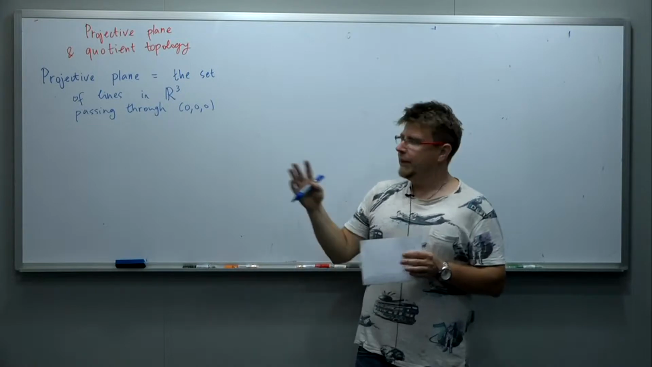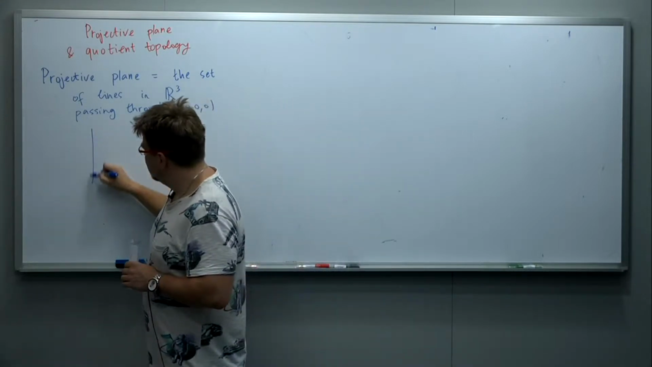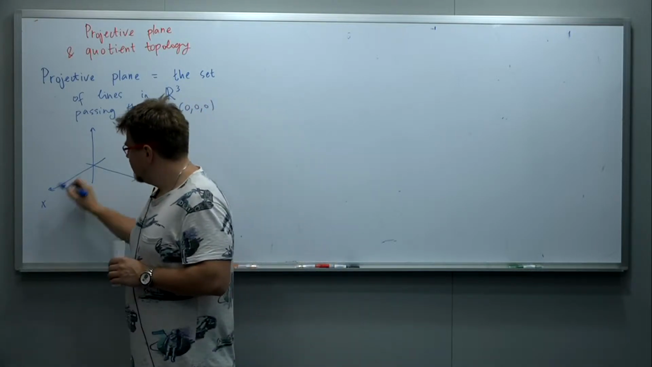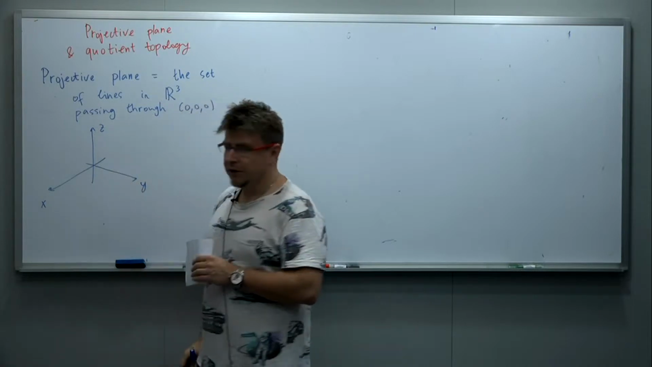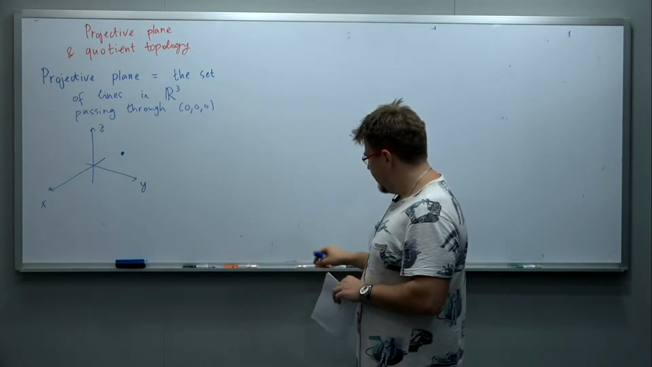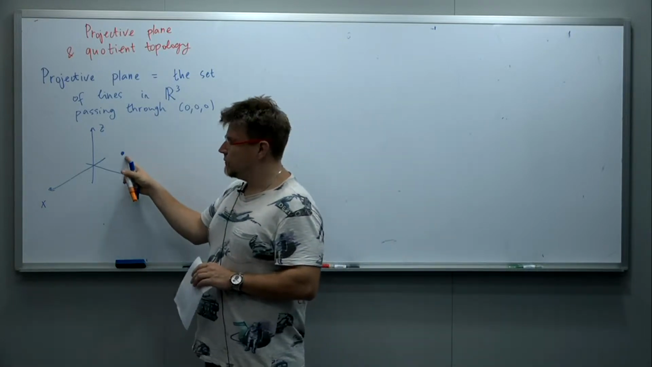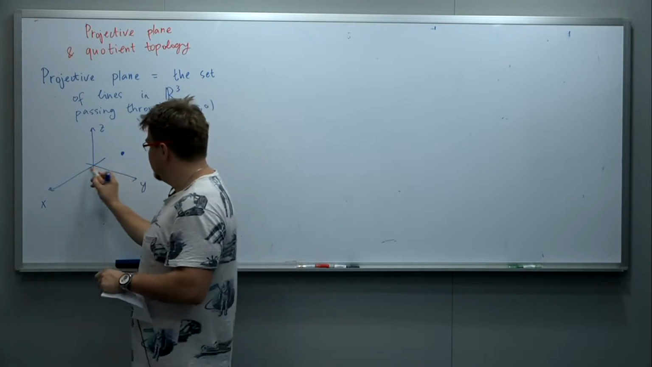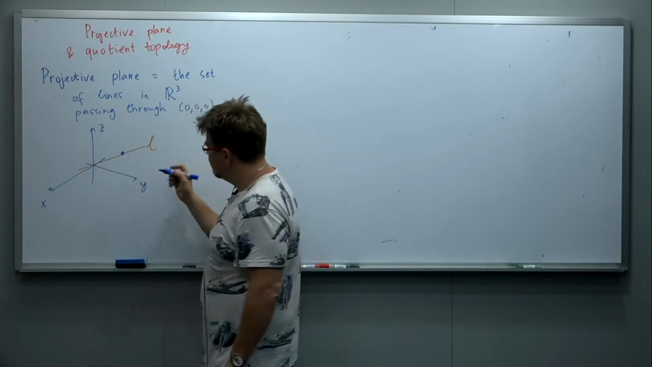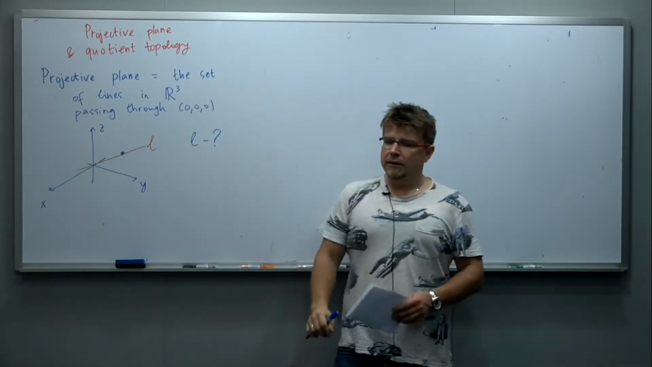So how can we think of this in terms of the quotient topology? Now, well, let's think of a point in the space with coordinates x, y, z. So suppose that we have a point with coordinates x, y, z. Then what is the line that passes through this point and the origin? So think of this straight line. Let's say L. So what is this L?